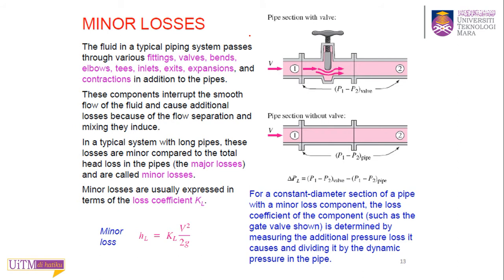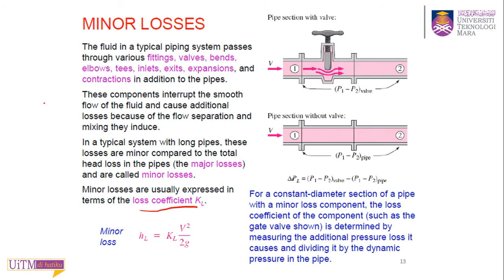If your piping system is big, you will have a lot of connections, a lot of fittings, valves or elbows, so you need to calculate each of those minor losses. When you add these minor losses and the major losses due to friction, you will get the total losses of your piping system. Minor losses are usually expressed in terms of loss coefficient, KL.